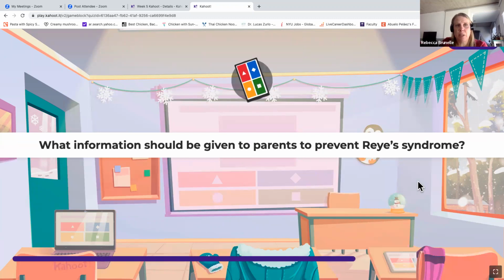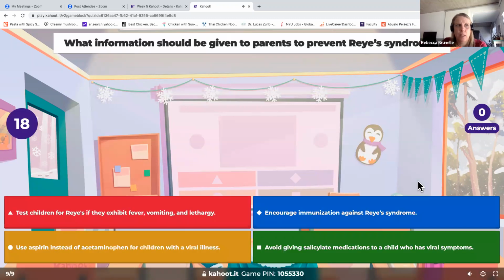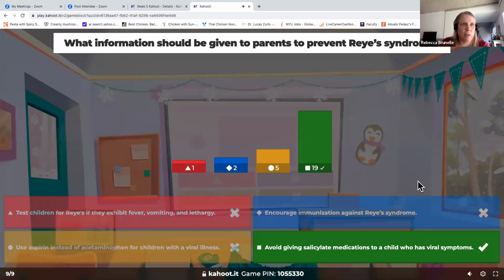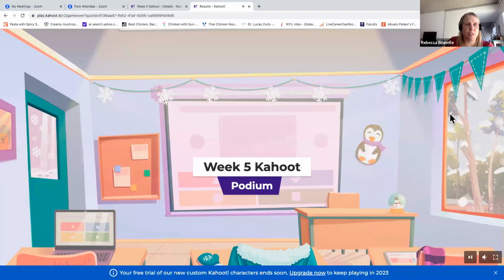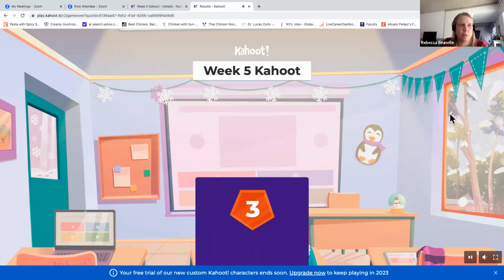So what information should be given to parents to prevent Reye's syndrome? Test the child for Reye's syndrome if they exhibit fever, vomiting, or lethargy. Use aspirin instead of Tylenol. Encourage immunizations against Reye's syndrome, or avoid giving salicylate medications when the child has viral symptoms. Right, very good. So the salicylates, this is a family of medications that aspirin is in. Advise parents not to give that if their child has a viral illness. All right.